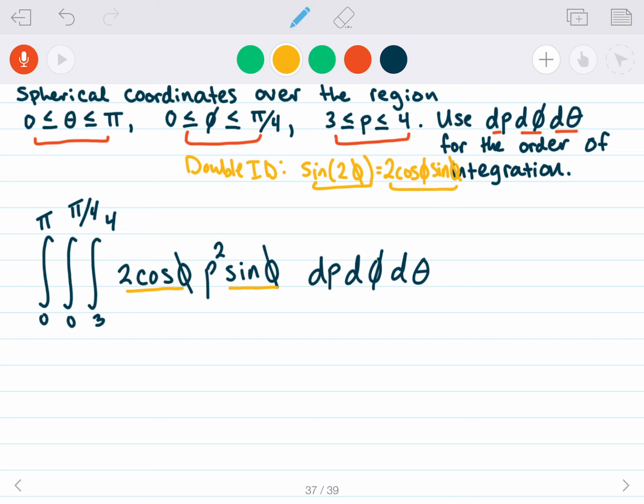So I'm going to replace what I have underlined in yellow with sine of 2 phi. That's what I'm going to do first to make this as clean as possible. I'm going to replace that with sine of 2 phi right off the bat before I even do any kind of integration.